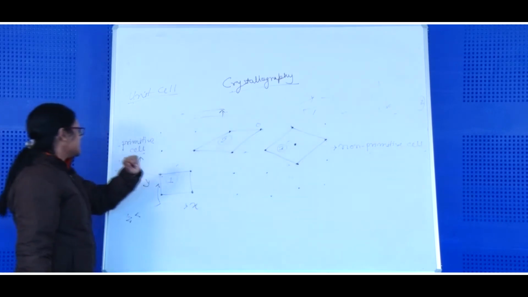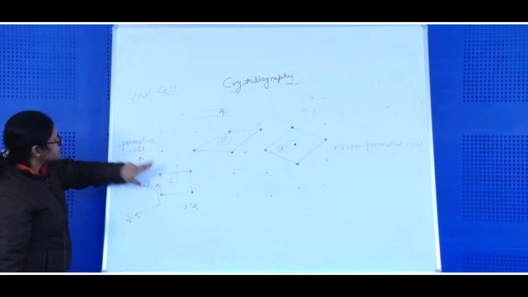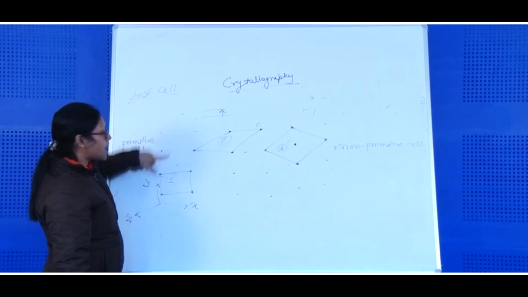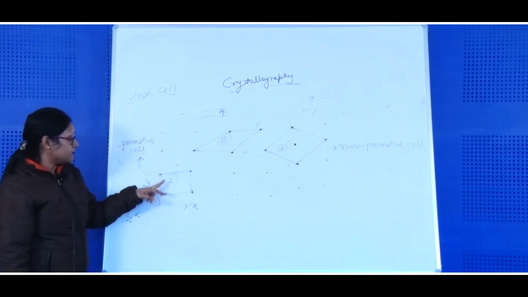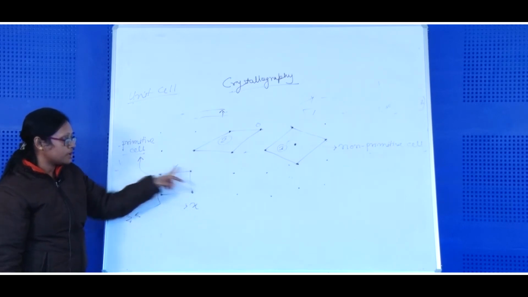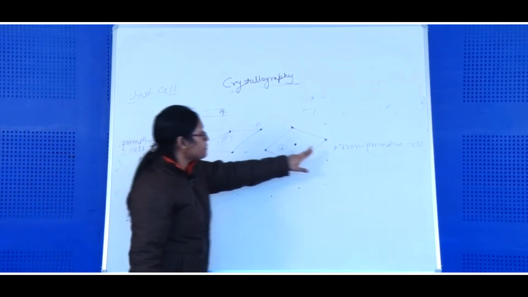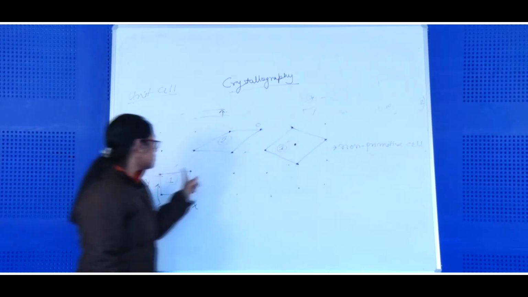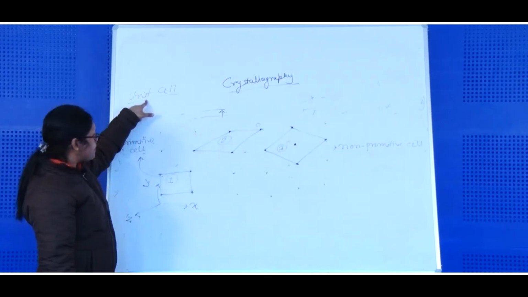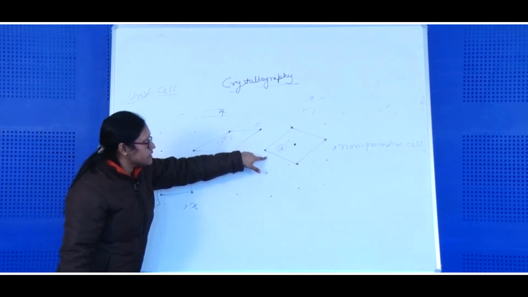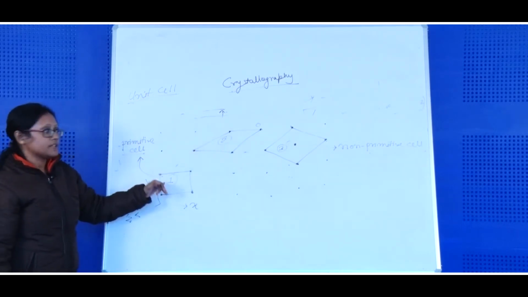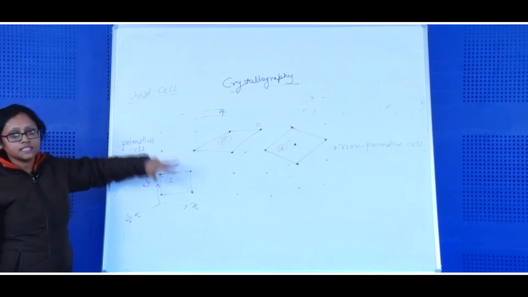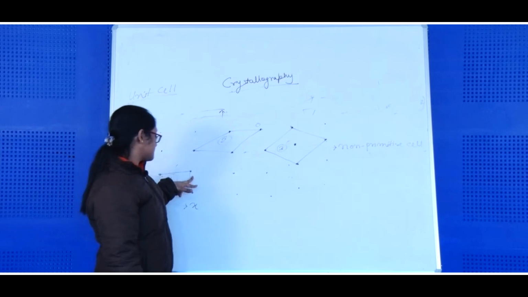So we can say that all the primitive cells are unit cells, but all the unit cells are not primitive cells, because in a primitive cell the lattice points will be only at the corners, and in the non-primitive cell the lattice points will be at the corners as well as the center. So both primitive and non-primitive are unit cells, but we cannot call the non-primitive a primitive cell. Okay.